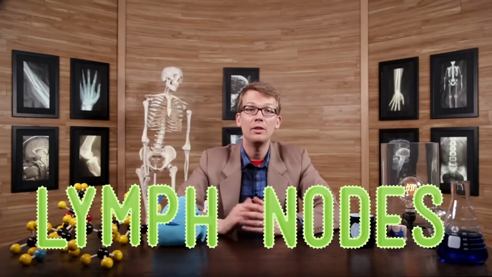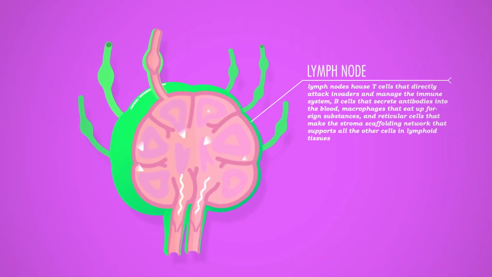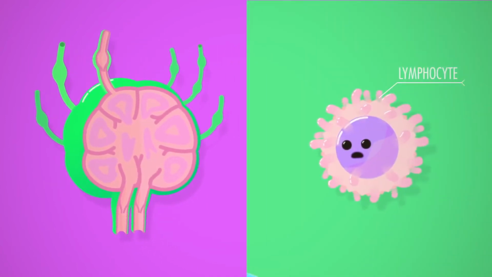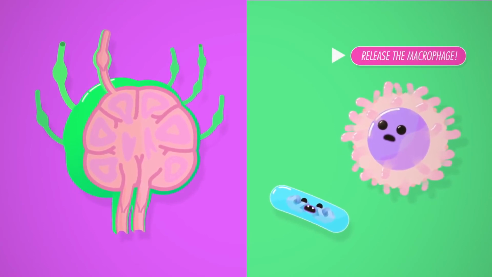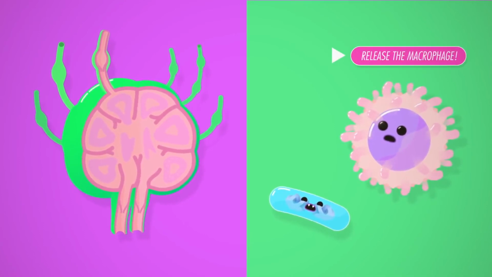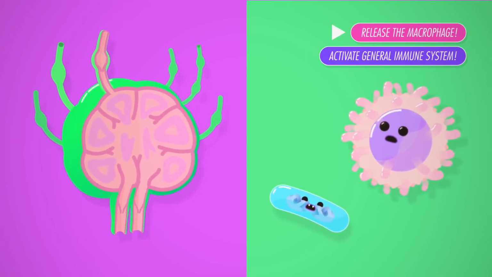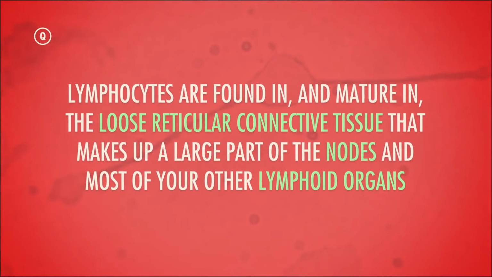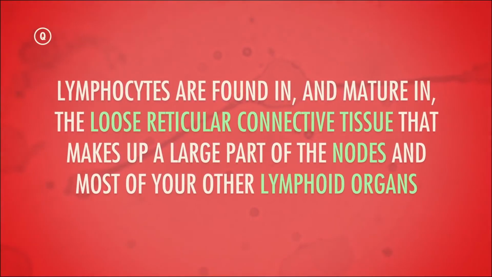Whatever will you do? Well, this is where your lymph nodes come in. Your body's main lymphoid organs, the lymph nodes, are where your lymph gets close and regular inspection by its resident immune cells, lymphocytes. Depending on what kind of troublemaker they find in the fluid, the lymphocytes might trigger the release of resident macrophages to attack unwanted microorganisms, or they might activate the general immune system outside of the node if they need extra support. The details of how that happens we will get to next time, but for now, just understand that lymphocytes are found in and mature in the loose reticular connective tissue that makes up a large part of the nodes and most of your other lymphoid organs.